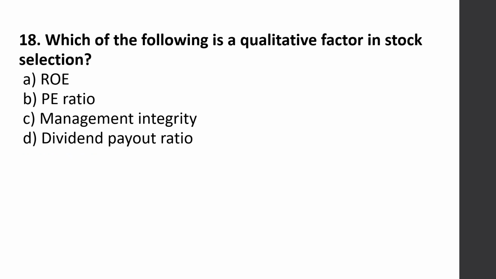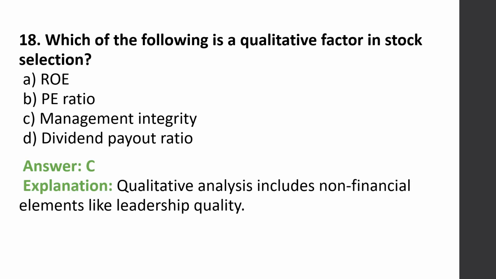Next question. Which of the following is a qualitative factor in stock selection? Option A, ROE. Option B, PE ratio. Option C, management integrity. And option D, dividend payout ratio. Correct answer is option C, management integrity. Qualitative analysis includes non-financial elements like leadership quality.